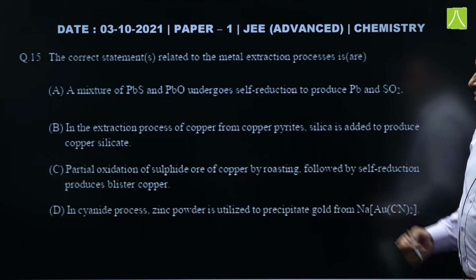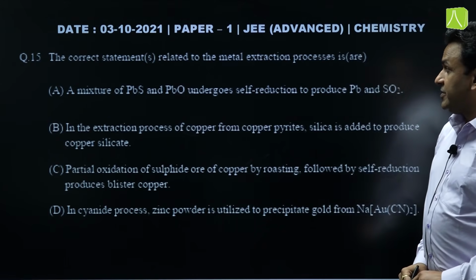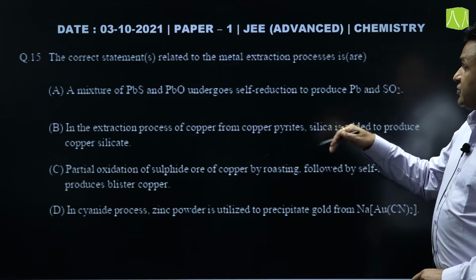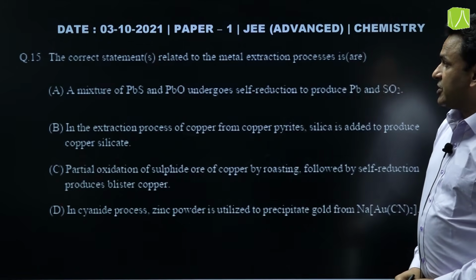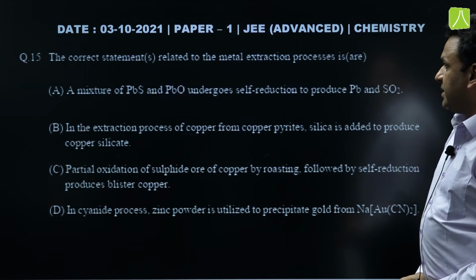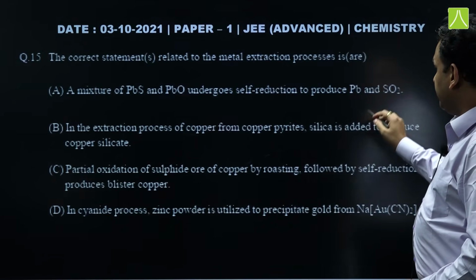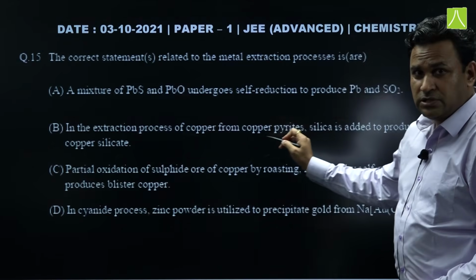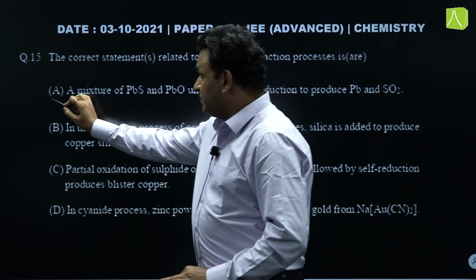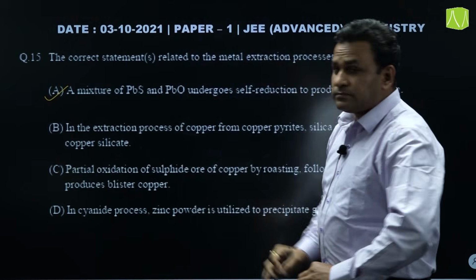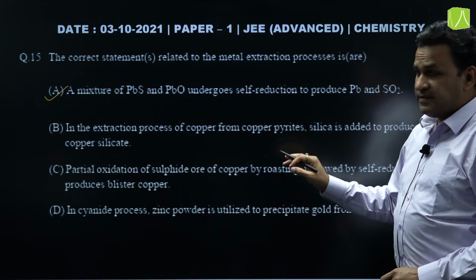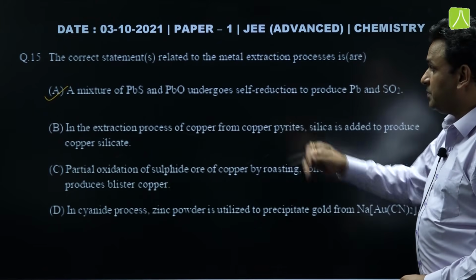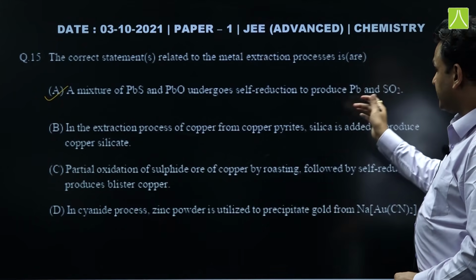Next is question number 15, the correct statement related to metal extraction process. It's a question from metallurgy. A mixture of lead sulfide and lead oxide undergoes self reduction to produce Pb and SO2. That is correct. Lead can be obtained by self reduction of its ore. So, PbS and PbO will undergo self reduction.